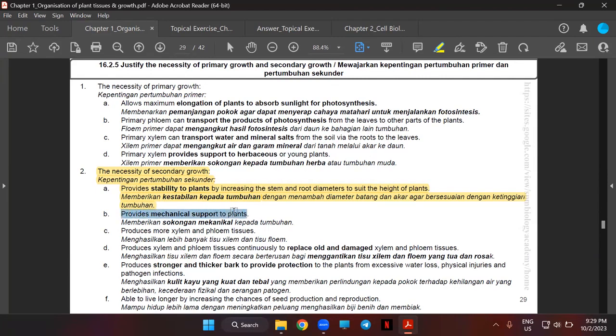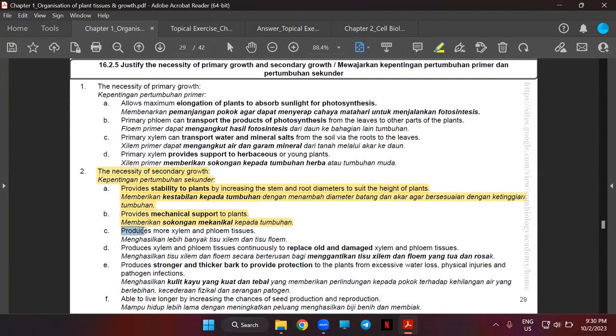Provide mechanical support to plants. Memberikan sokongan mechanical kepada tumbuhan. 1 markah. Okay, C kita kena ubah sikit dia punya jawapan dia. We need to change a bit.